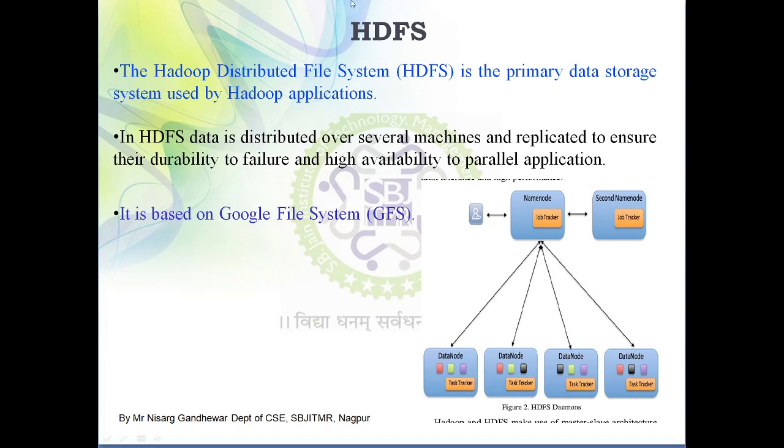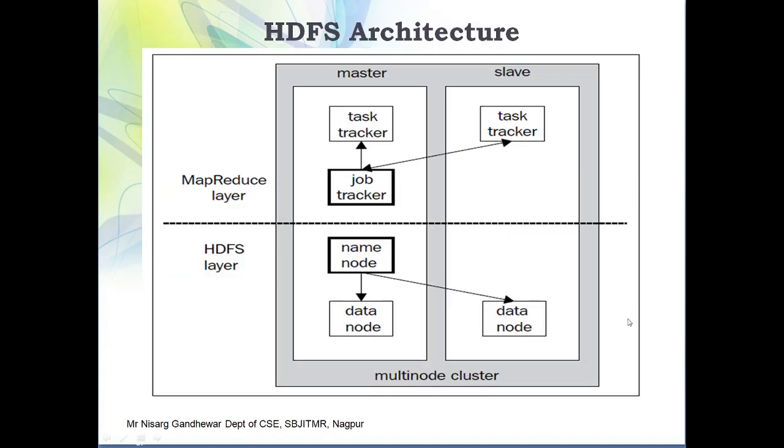So in HDFS, your data is distributed over several machines and it is replicated to ensure durability. And the most important thing is that this concept of the Hadoop distributed file system is based on the concept of the Google File System, which was given by Google. Based on this concept, HDFS was developed. Here you can observe that there is a name node, a secondary name node, and the rest of the nodes are data nodes.